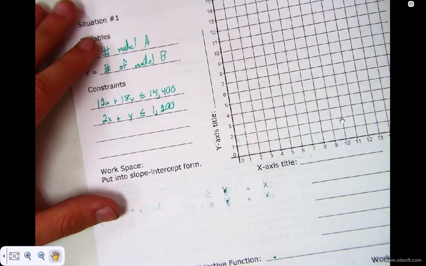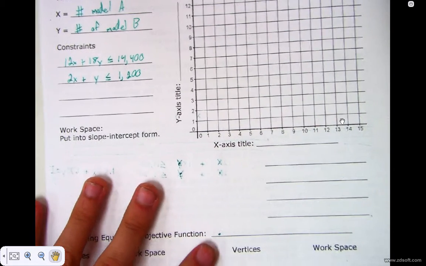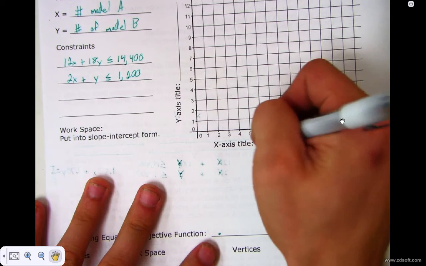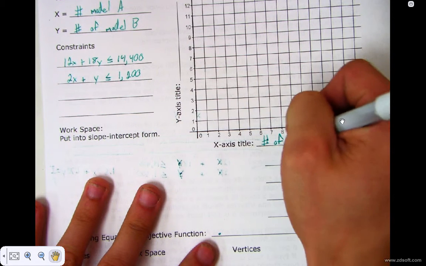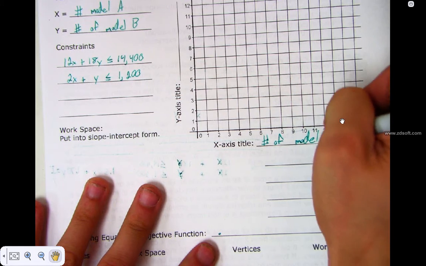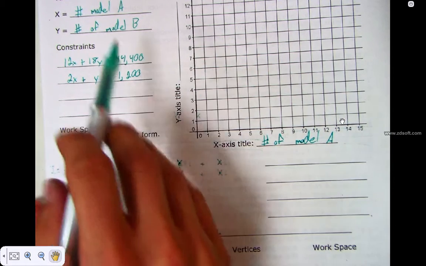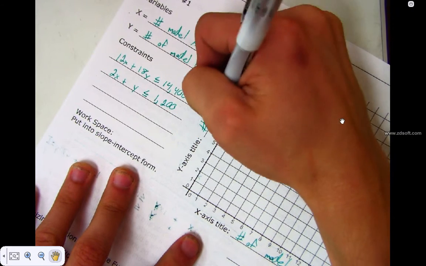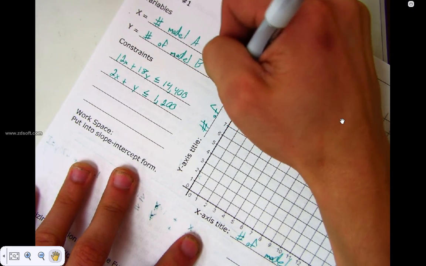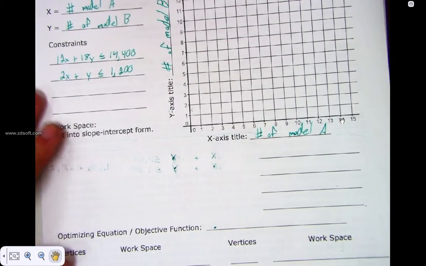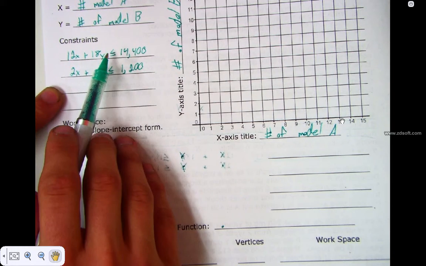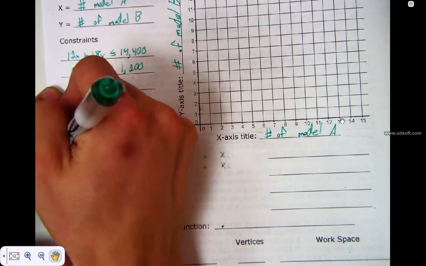So I'm going to go ahead and title my graph real quick. My x-axis is going to be the number of model A's that I'm producing. And then my y-axis is going to be the number of model B's that I'm producing. Alright, so there's my graph. Now before I can actually graph these constraints on there, I need to solve for y. So let's go ahead and do my work down here.